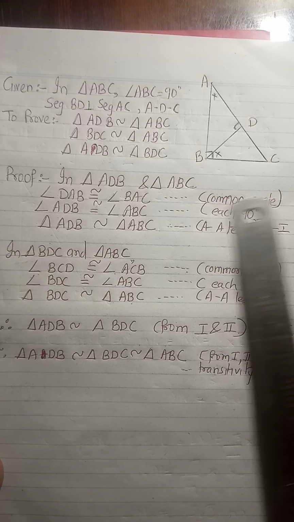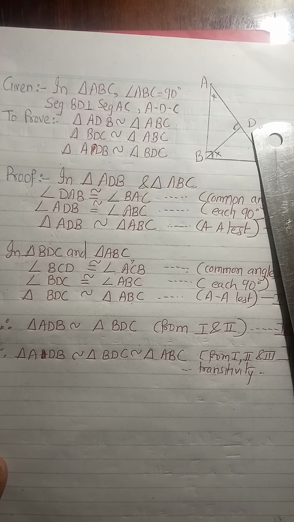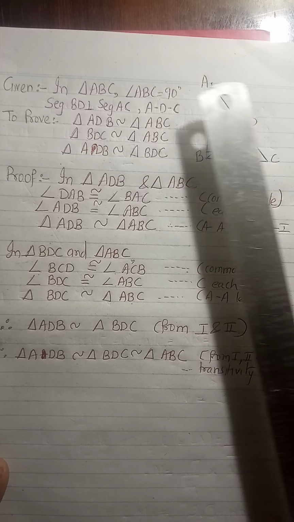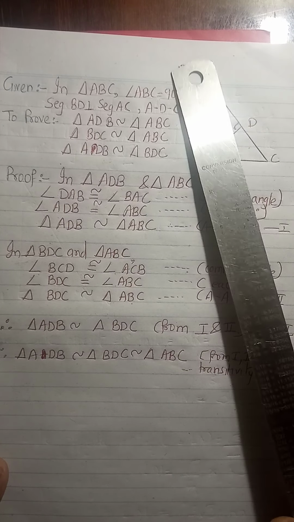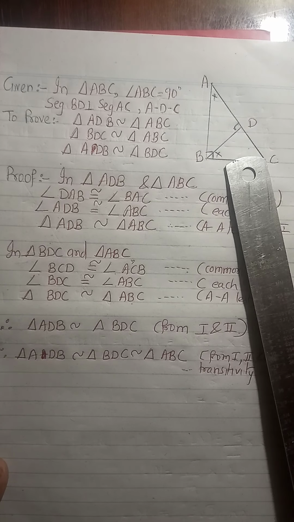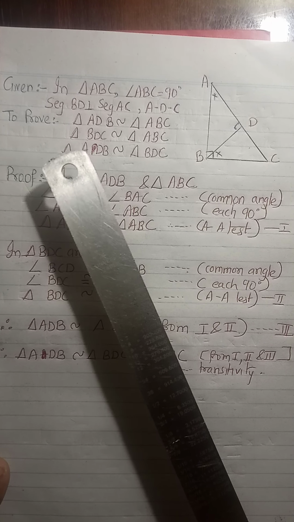This is a right angled triangle. Altitude is drawn to the hypotenuse. Given: in triangle ABC, angle ABC is 90 degrees, segment BD is perpendicular to segment AC, and A-D-C implies that A, D, C are collinear. What have we to prove?